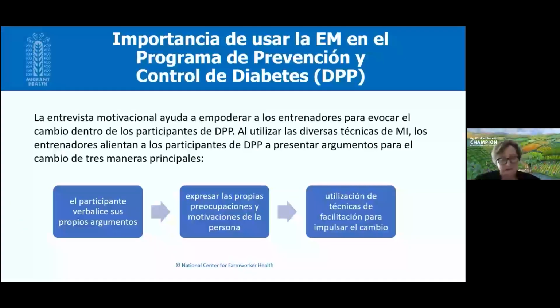This is going to help us create three different types of arguments to create change. First, we need to reach a point where the participant can verbalize his or her own arguments. They need to be able to speak about how they want to change, what they want to feel, what are their emotions, what are their perspectives, expectations.